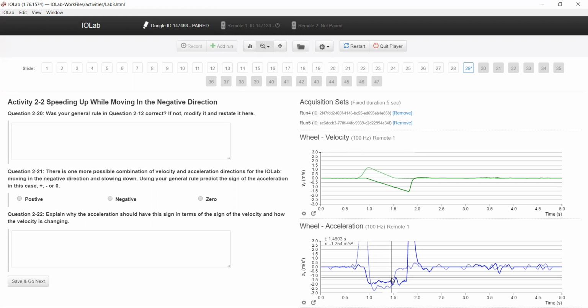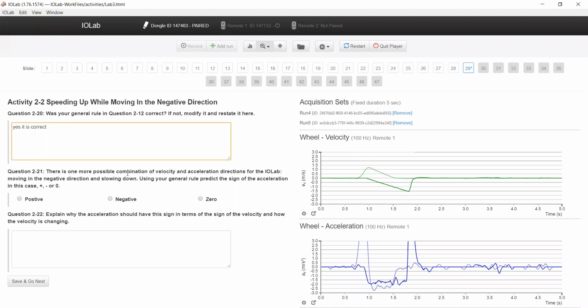So speeding up gives the same sign as direction of motion for the acceleration. Slowing down gives opposite sign for the acceleration compared to that of direction of motion. So I think that would be a general rule. Based on that, go ahead, write your answers and explain them.